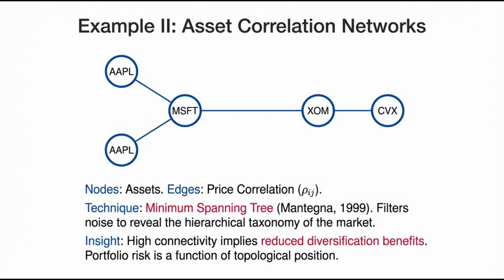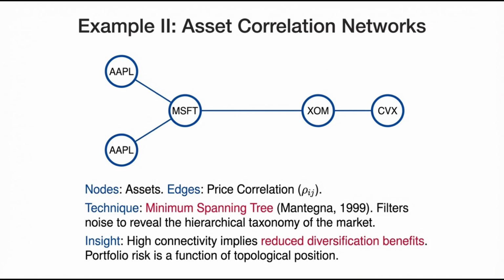And the edges represent price correlation, written on the slide as RHOIJ. Correlation means the degree to which two asset prices move together. If they rise and fall in similar patterns, they are strongly correlated. The slide introduces a key technique called the minimum spanning tree, originally associated with Mantegna.